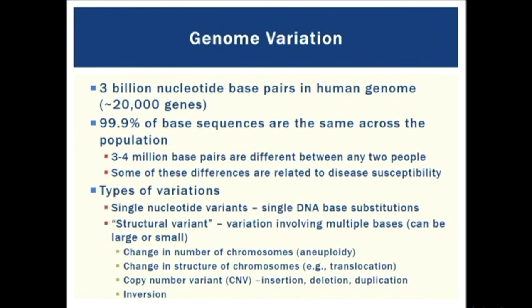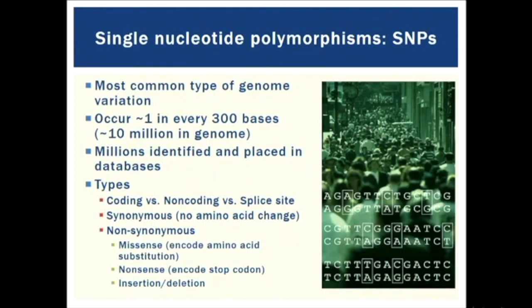And there are a number of different types of variants that we can talk about: single nucleotide variants, structural variants. But the largest class of variants are the single nucleotide polymorphisms. This is the most common type of genome variation. About 1 in every 300 bases is a variant, and so there are about 10 million of them in the genome. And millions have been identified and put into databases now, so that they are an excellent tool for gene discovery.